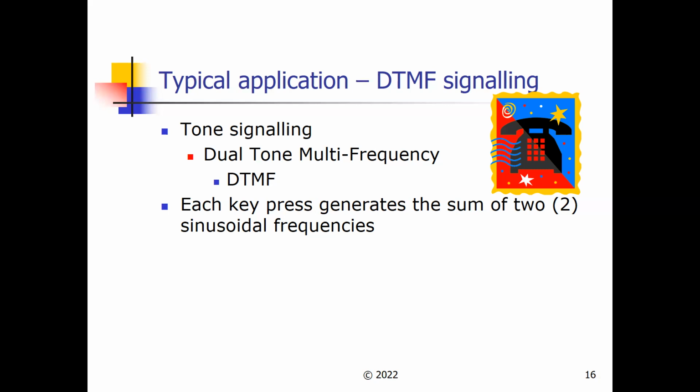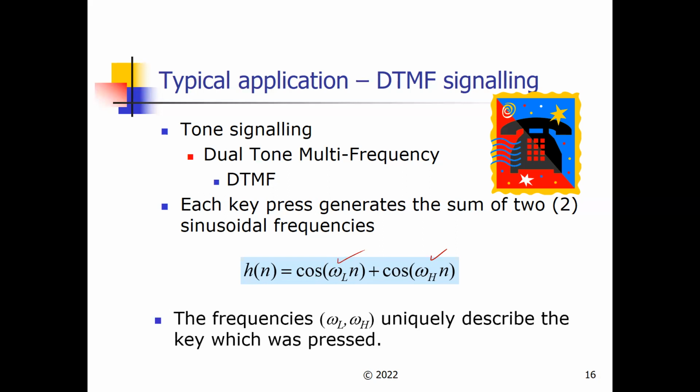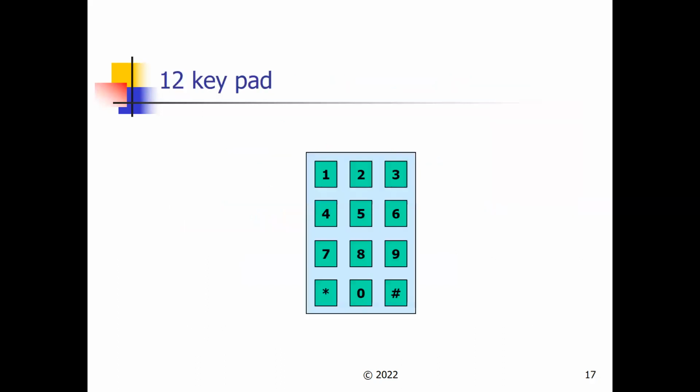When you're dialing somebody's number, you will notice that there are 12 keys. Every time you press a key, it really generates two frequencies. That is how the keys are distinguished one from the other, which is why they call it dual tone. The frequencies are a combination of a high frequency and a low frequency tone, mixed. Each combination of omega low and omega high uniquely describes which key was pressed.